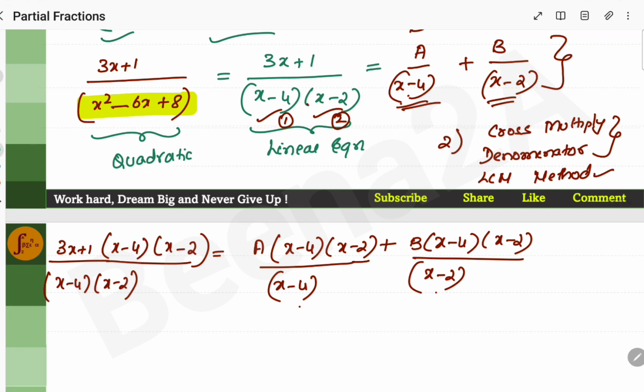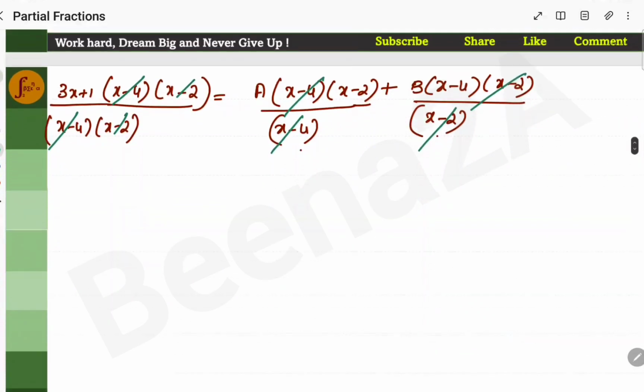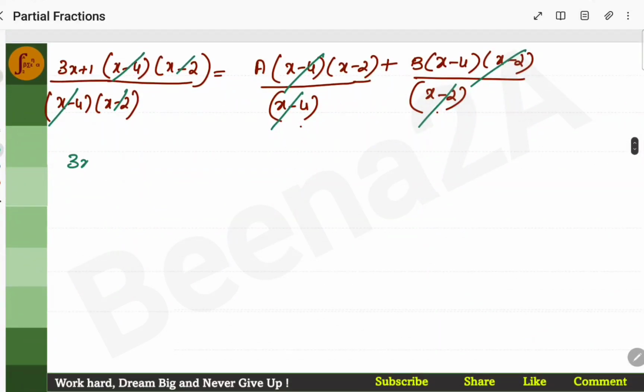Now what will happen? This and this will get cancelled. This and this will get cancelled. Here x minus 4 and x minus 4. Here x minus 2 and x minus 2. So basically I have removed the entire denominator. Now there are no denominators at all. So I will rewrite this. I'll write it as 3x plus 1 is equal to a into x minus 2 plus b into x minus 4.